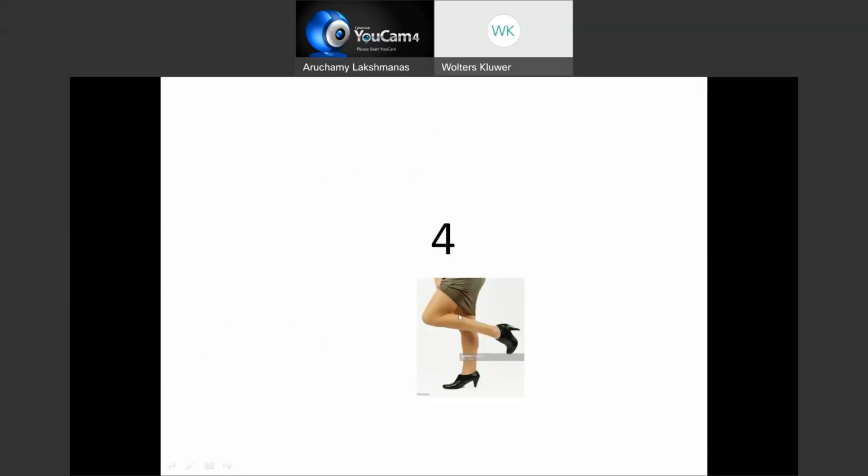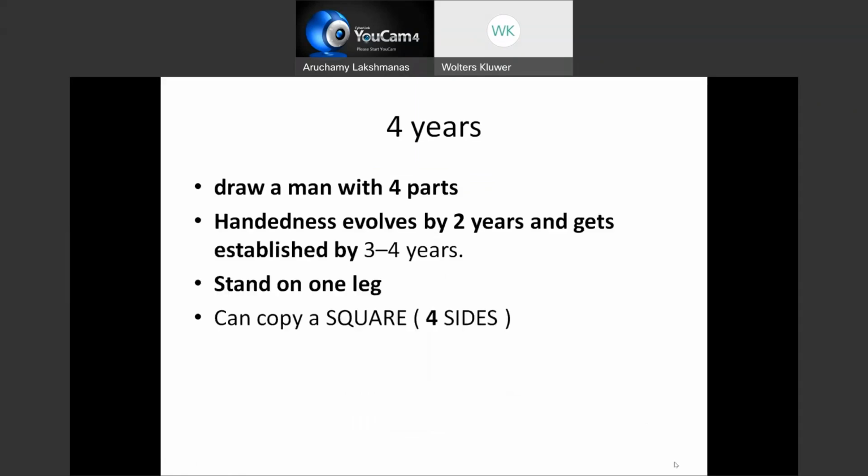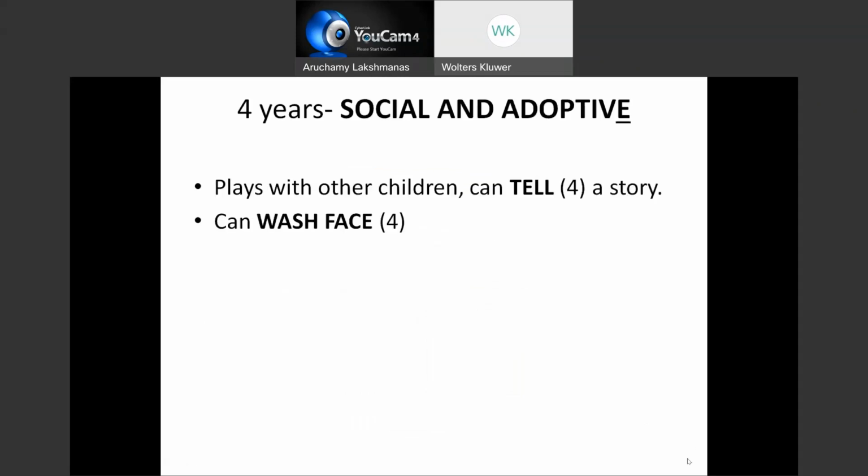Momentarily it can stand by 3 years, but stand well by 4 years. So this is a clue you can easily remember. A child can stand on one leg by 4 years, and draw a man with 4 parts. Handedness evolves by 2 years, but gets established by 3 to 4 years. Can copy a square with 4 equal sides. And social narrative, it can tell a story and it can wash face.